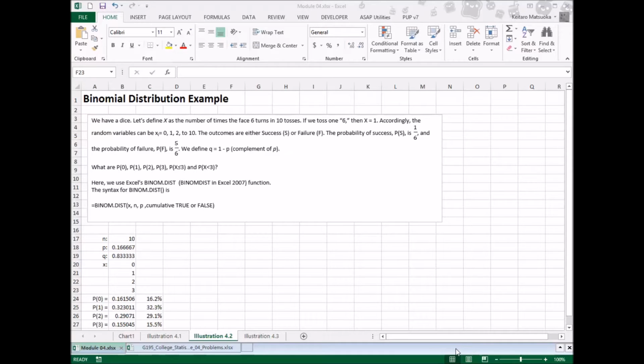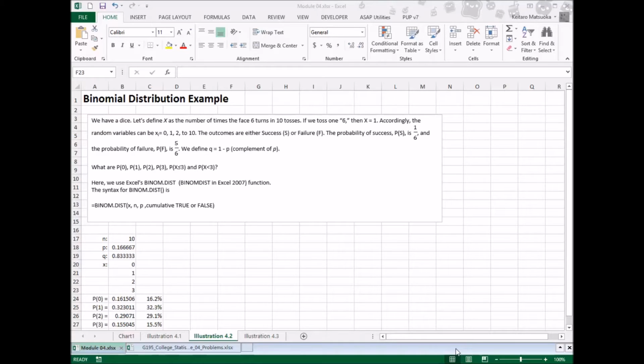The outcomes are defined to be success or failure. The probability of success, which means I see a 6, is P of S. Then it's going to be 1 over 6, because there are 6 faces. And all the other times, 1 through 5, it's going to be probability of failure, so that's P of F, and that's 5 over 6. And we typically define the Q to be 1 minus P, so P in this case is a success, 1 over 6, and Q will be 5 over 6.